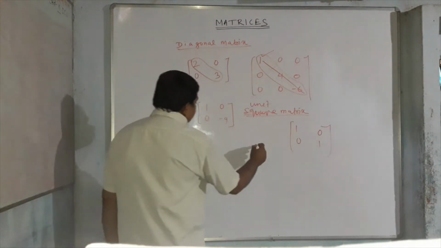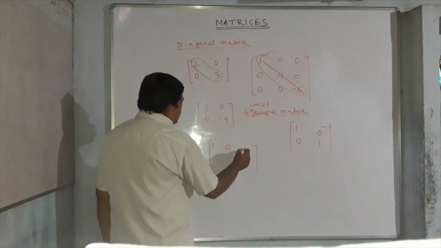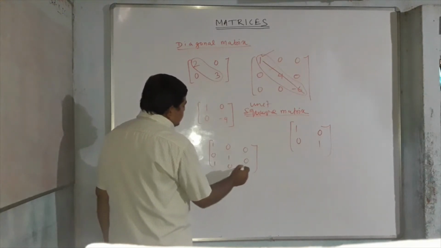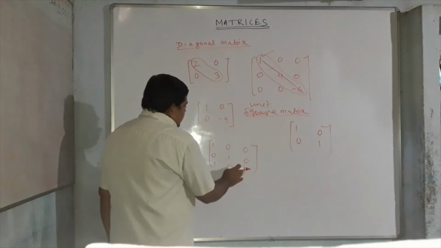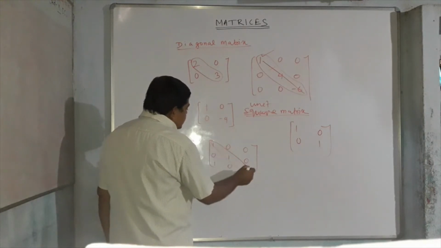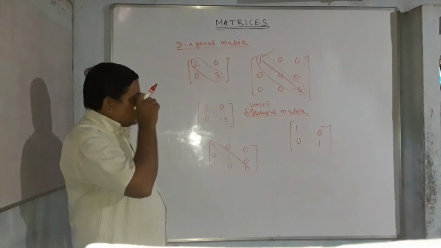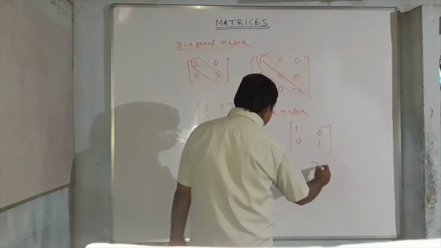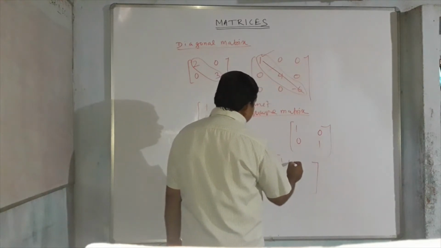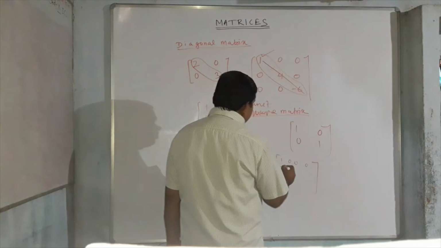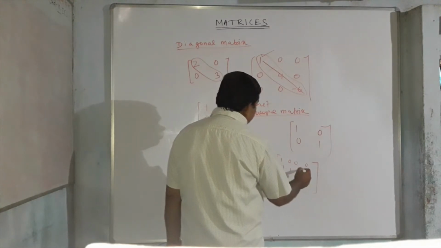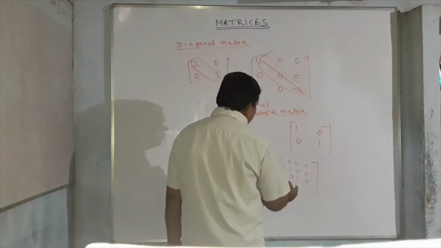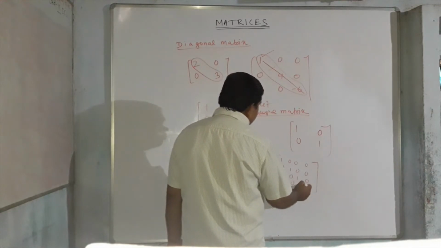Here similarly, 1 0 0, 0 1 0, 0 0 1. Now the principal diagonal is 1. Then it is called the unit matrix. Similarly, another: you write 1 0 0 0, here 0 1 0 0, here 0 0 1 0, here 0 0 0 1.